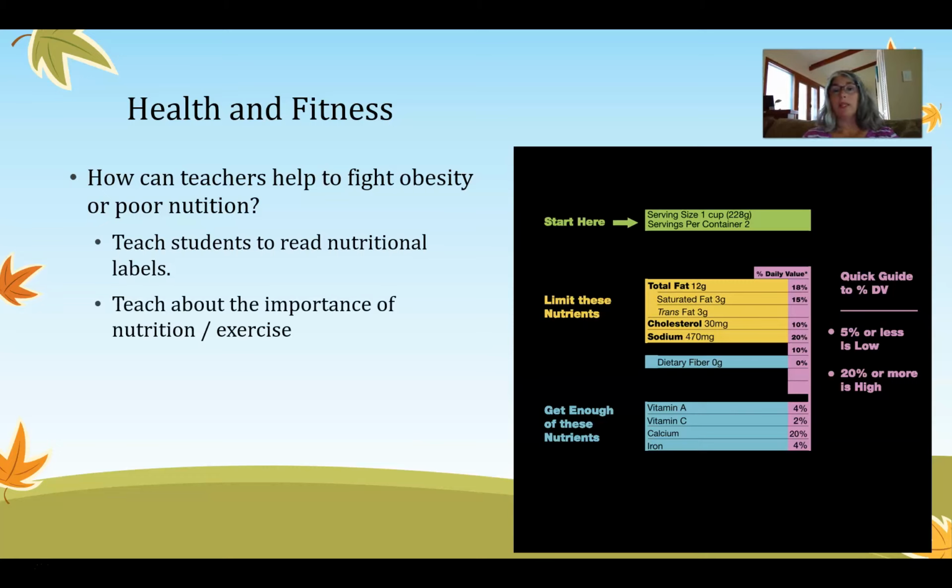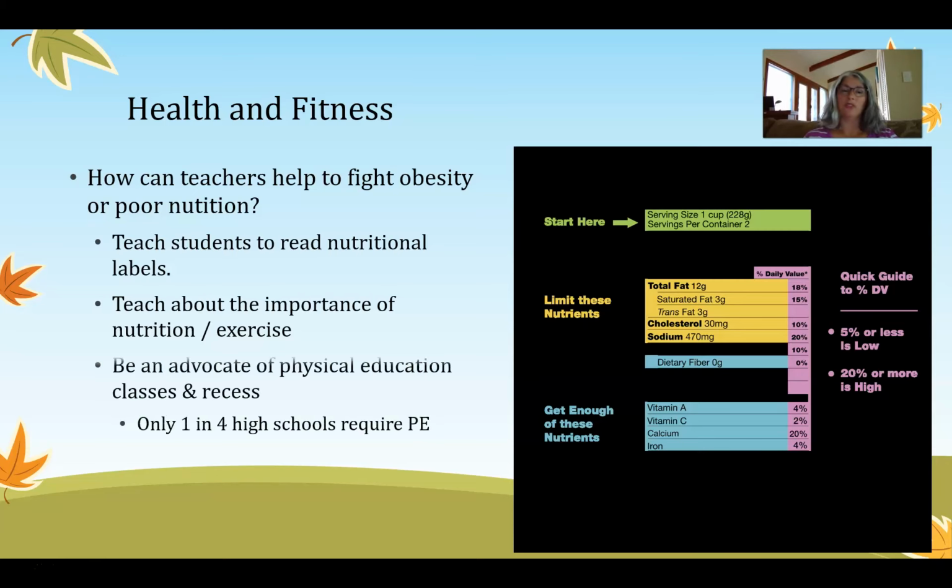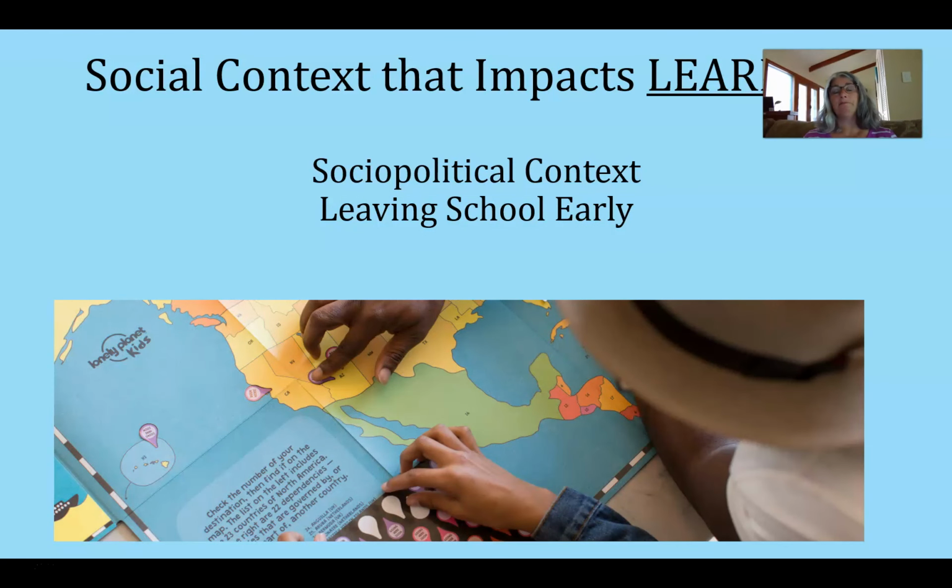You want to teach about the importance of nutrition and exercise and what can occur when you get either poor nutrition or a lack of exercise. Be an advocate of PE courses and recess at your schools. Did you know that only 1 in 4 high schools actually require PE anymore? They should all be requiring PE, and you should perhaps be an advocate of that at your school, as well as encouraging students to engage in extracurricular activities.